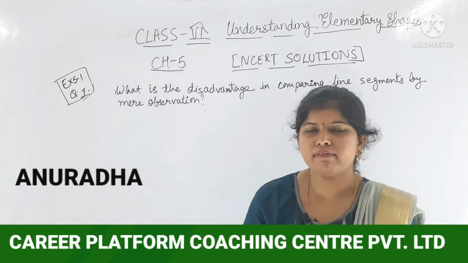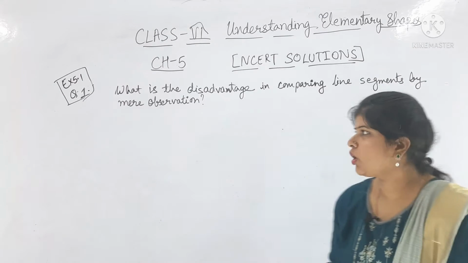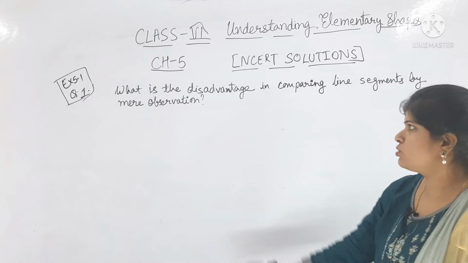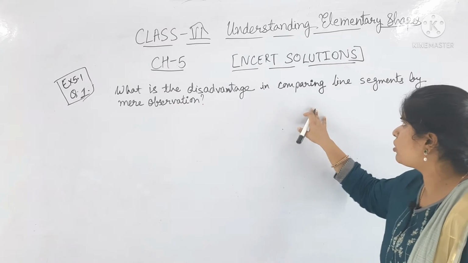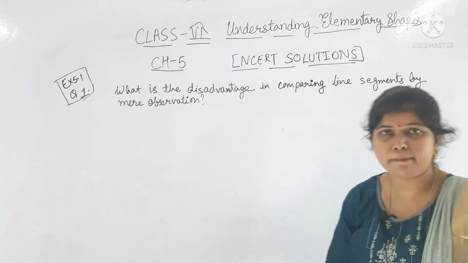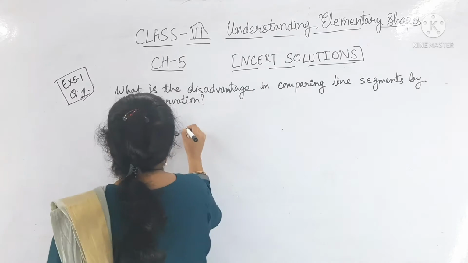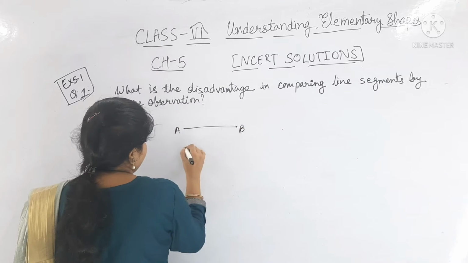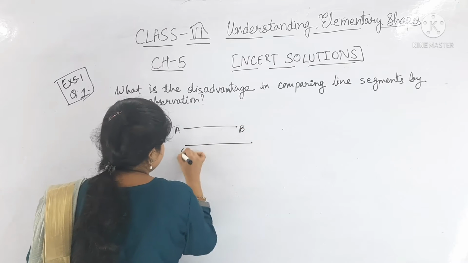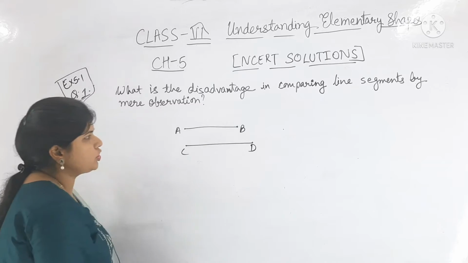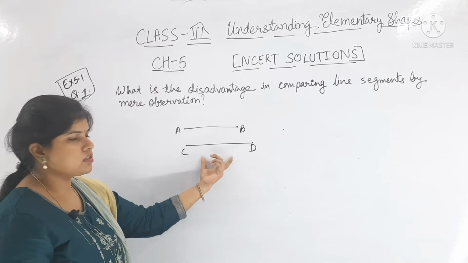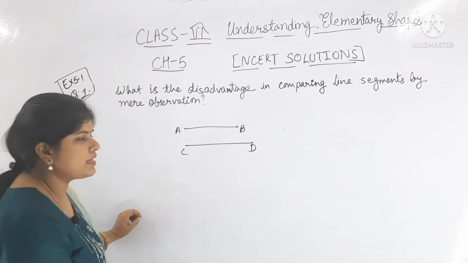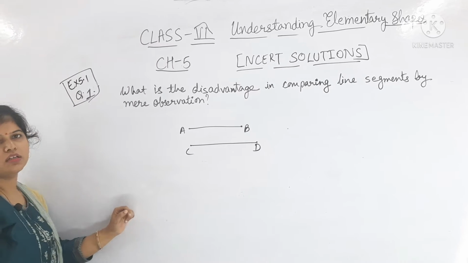Here in this video I will cover exercise 5.1, that is NCERT solutions. So here is the question: what is the disadvantage in comparing line segments by mere observation? I am drawing two line segments, this is A and B, and this one is C and D. By mere observation you can see that CD is the longer line segment, AB is the shorter one.